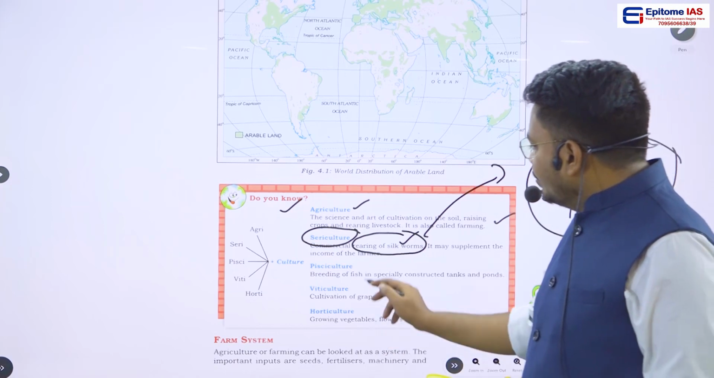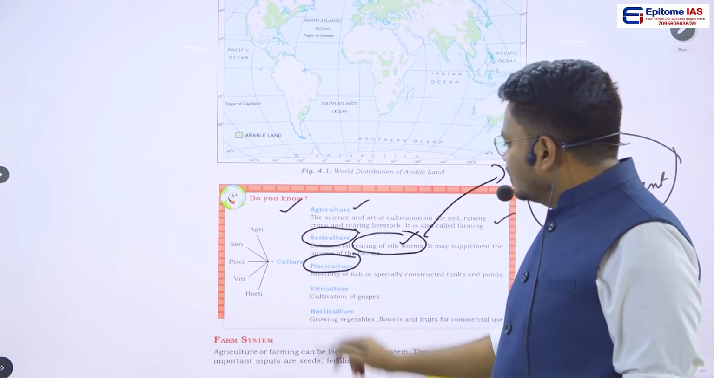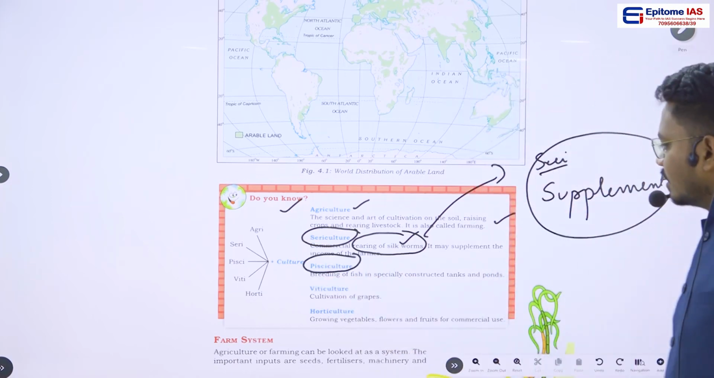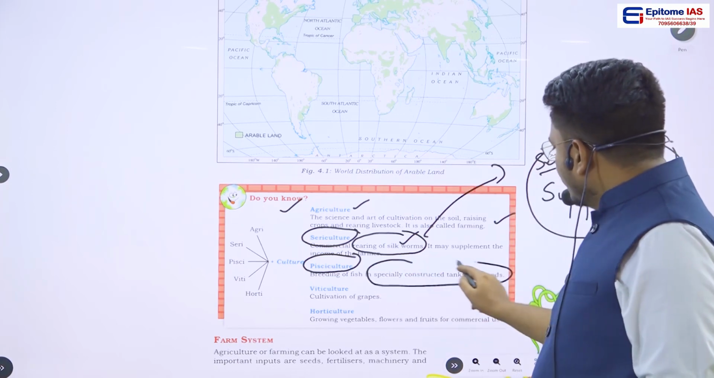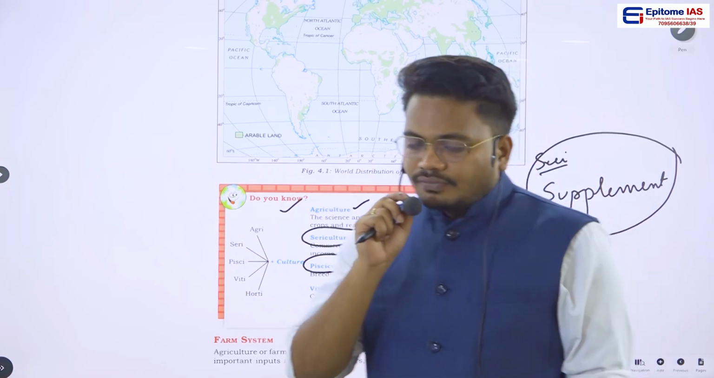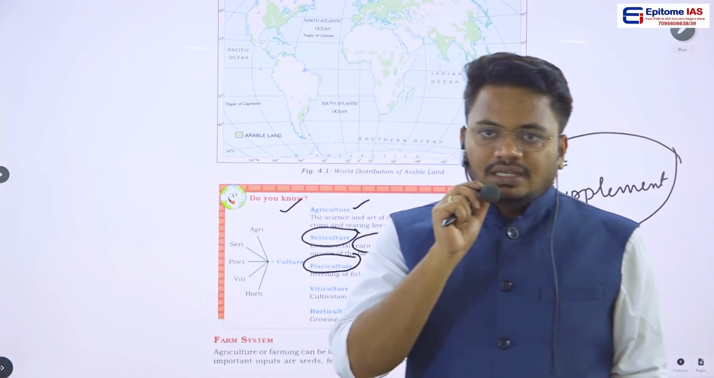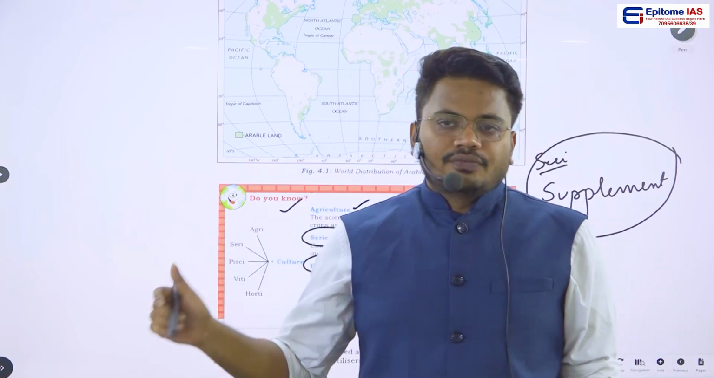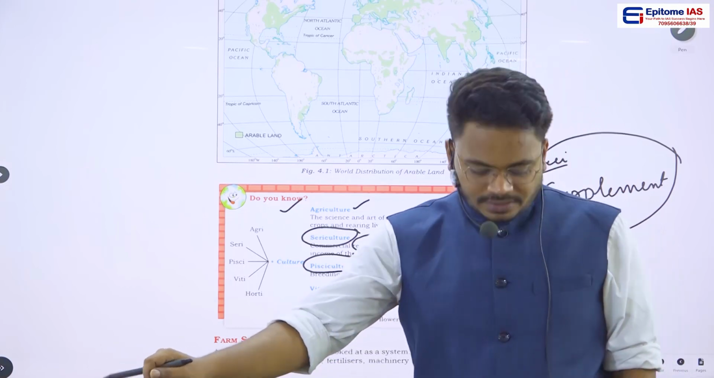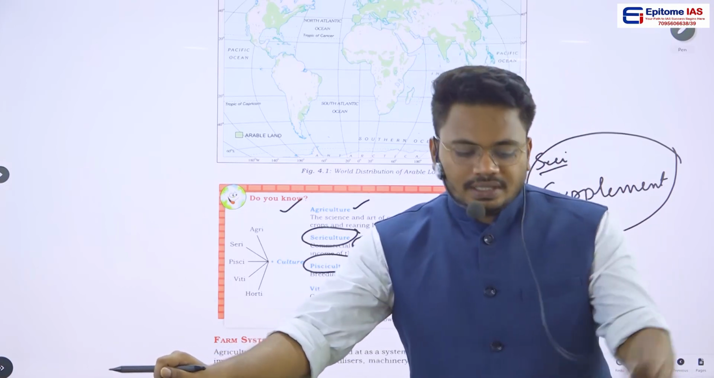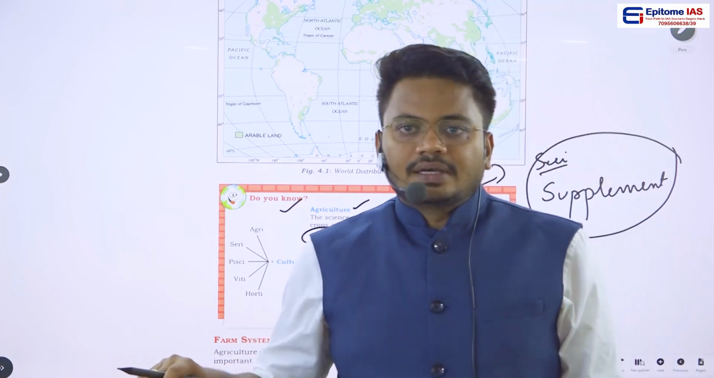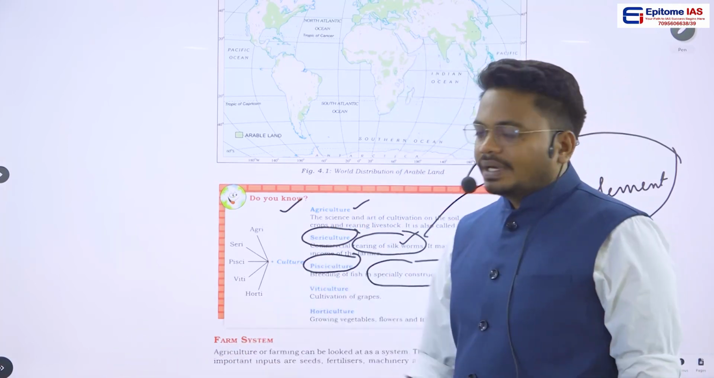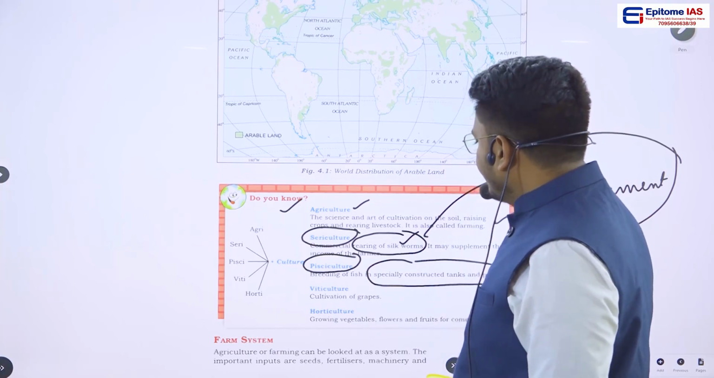Now, what is meant by pisciculture? Pisciculture is the breeding of fish in specially constructed tanks and ponds. Even the Telangana government, in the last government's regime, mainly focused on pond fishes, that means fishes grown in inland areas, either in ponds or in tanks. That we call pisciculture.